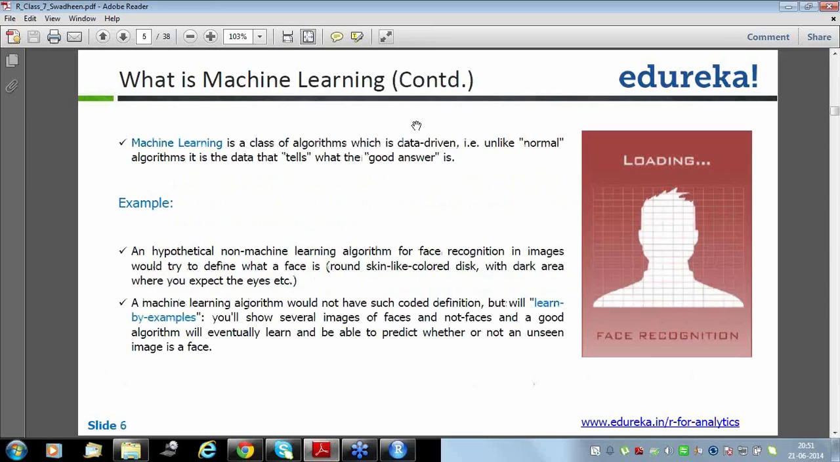Machine learning is a class of algorithm which is data driven. Unlike a normal algorithm, it is the data that tells what a good answer is. So machine learning is an algorithm as well, but using clustering or supervised and unsupervised learning mechanisms, they try to learn and give you the output based on that.